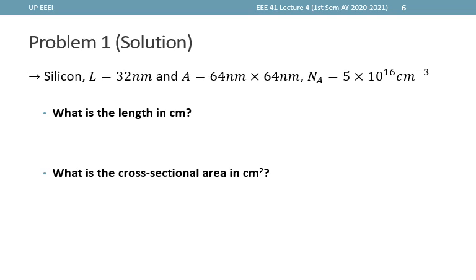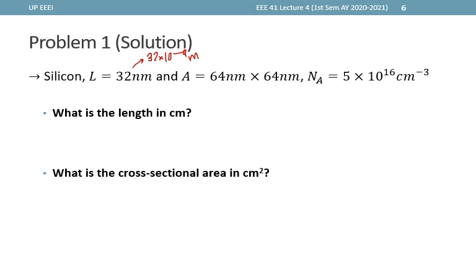So again, we just summarize some details from the given. We have silicon, the length is 32 nanometers, which is 32 times 10 to the minus 9 meters. And then the area is 64 nanometers by 64 nanometers, or 64 times 10 to the minus 9 meters times 64 times 10 to the minus 9 meters. And the acceptor doping concentration is 5 times 10 to the 16.